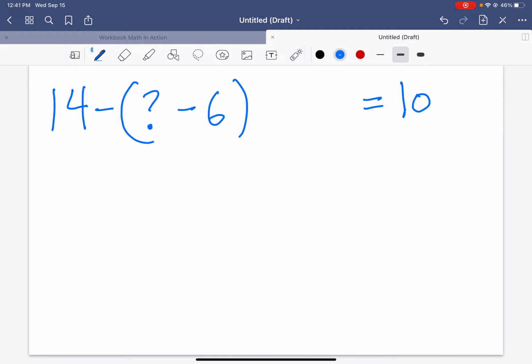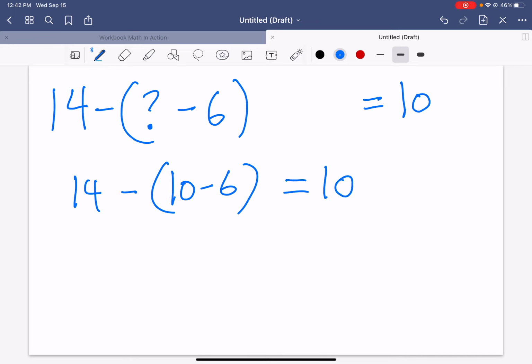All right, first take away 6, right? First take away 6. So we can think about 14 minus what equals 10? What do we need? Right? We need a 4, right? We need a 4. So this has to equal 4. So 10 minus 6 is the only one that gets us 4. 10 minus 6 is 4. 14 minus 4 equals 10.